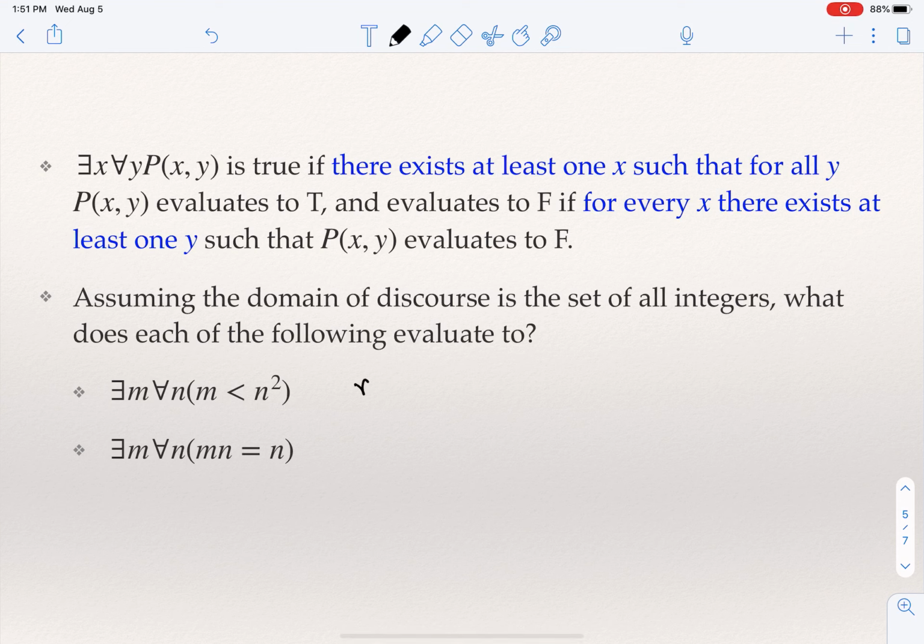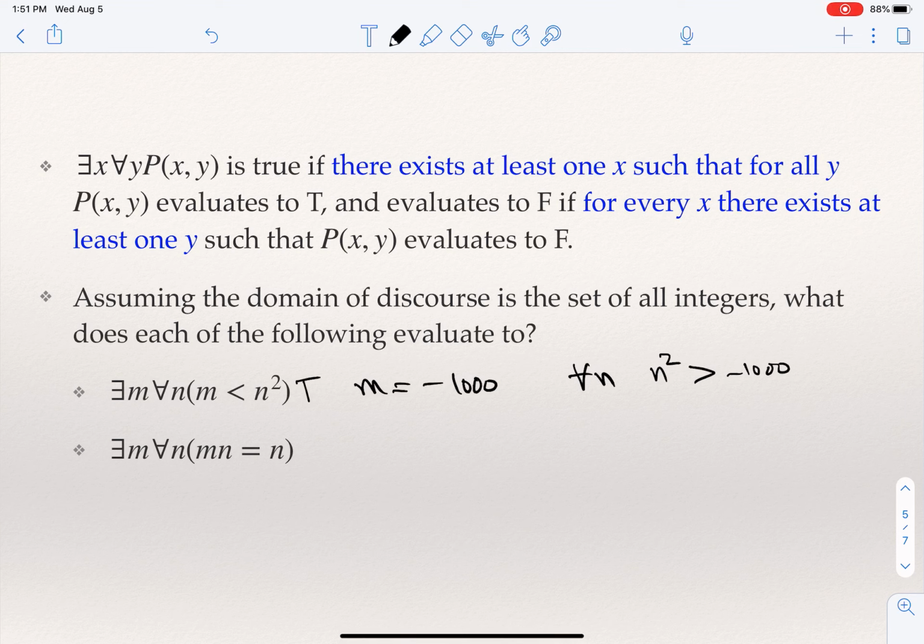So take m to be minus 1000. Take every integer n. n squared is definitely greater than minus 1000, because I know n squared is at least 0, right? So it has to be greater than minus 1000. So this statement is true.